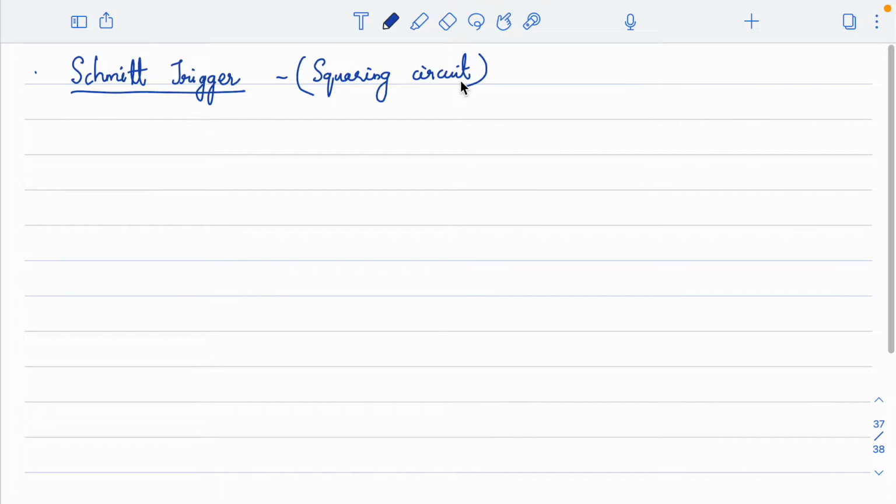There are various forms by which we can realize a Schmitt trigger, and one such form is... the basic circuit of the Schmitt trigger comes from an inverting comparator. We discussed an inverting comparator, but in the case of an inverting comparator there is no feedback element. But now if we introduce a feedback portion in an inverting comparator, we can call it a Schmitt trigger. So a Schmitt trigger is basically an inverting comparator with a positive feedback.